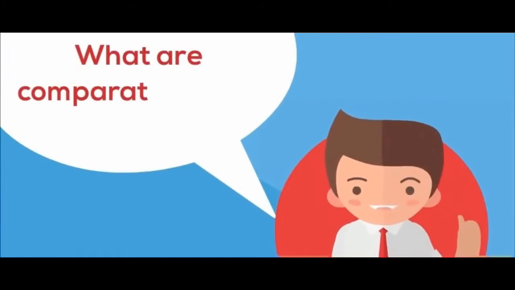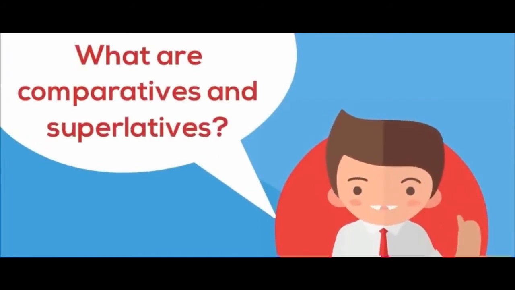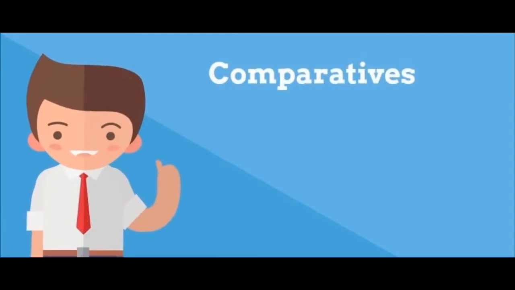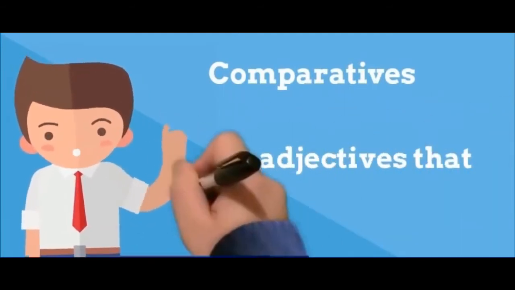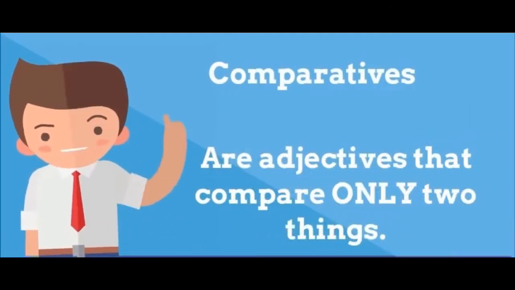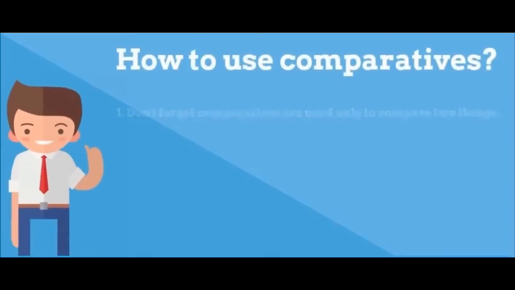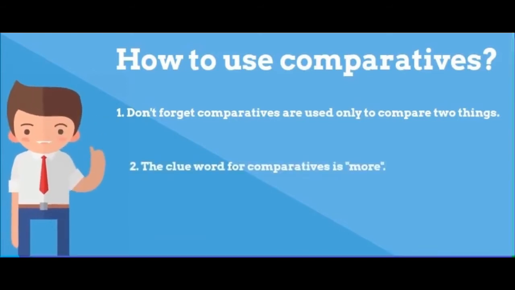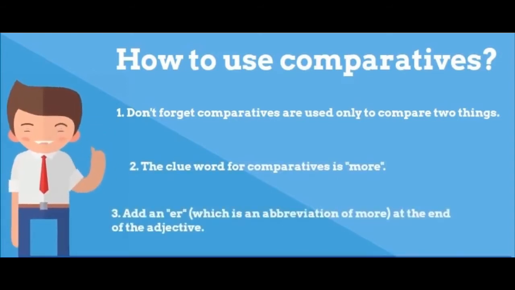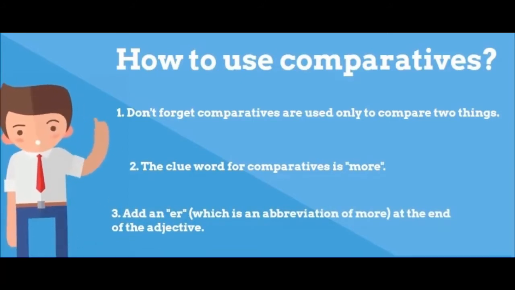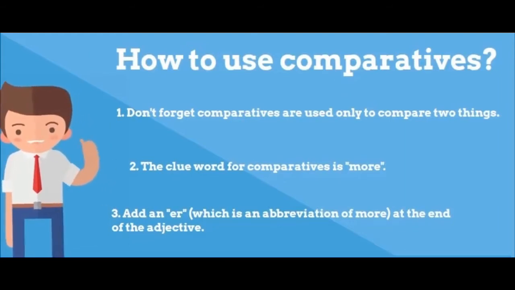What are comparatives and superlatives? Well, comparatives are adjectives that compare only two things. It's like comparing cartoons and TV series. How to use comparatives? First, don't forget comparatives are used only to compare two things. The clue word for comparatives is more, add an ER, which is an abbreviation of more, at the end of the adjective. And if the adjective is too short, just duplicate the last letter.